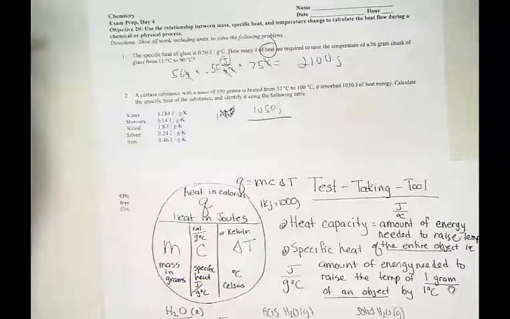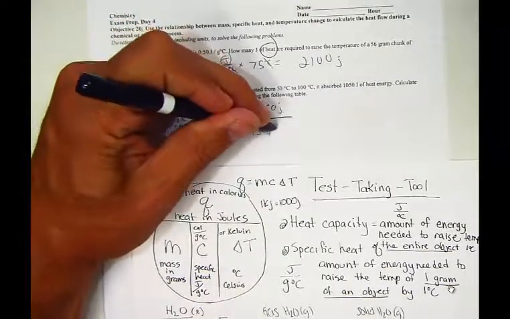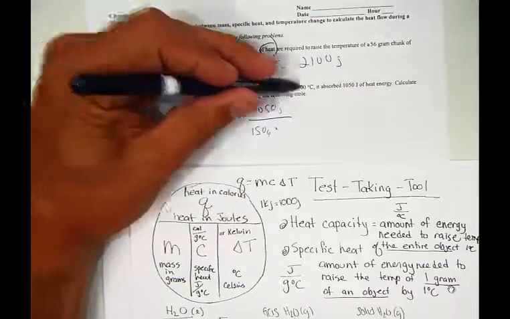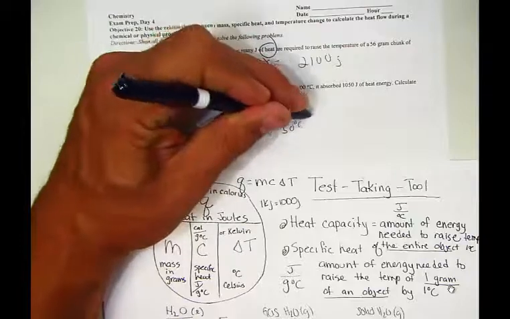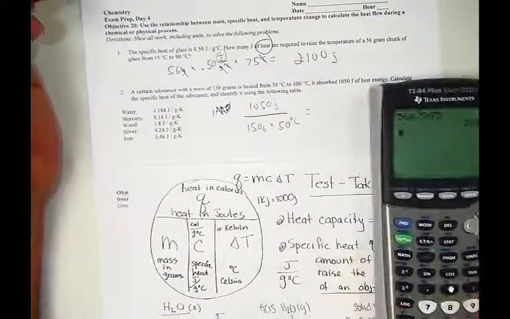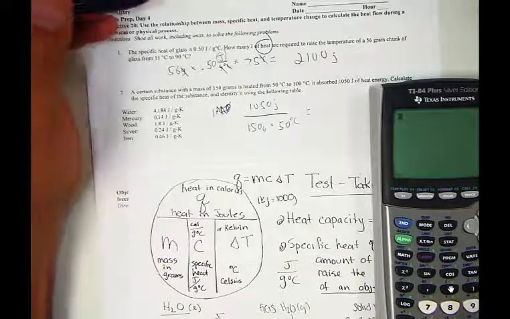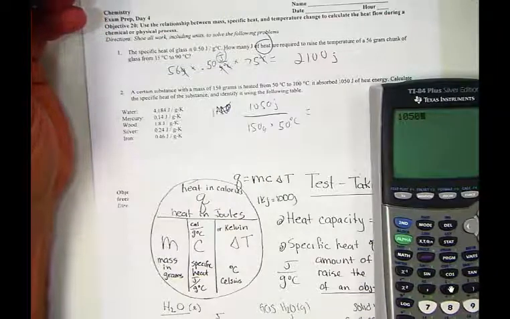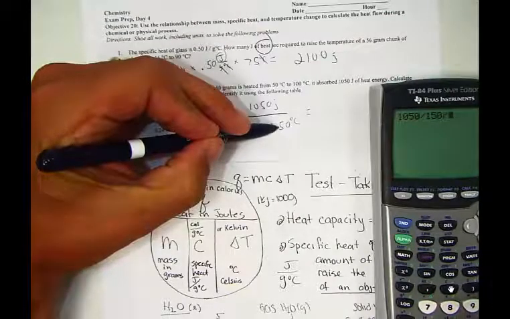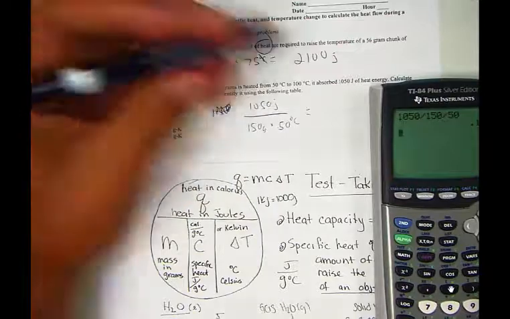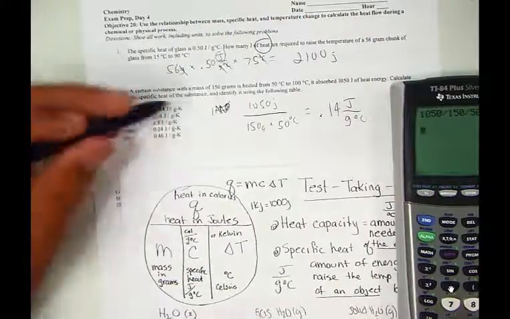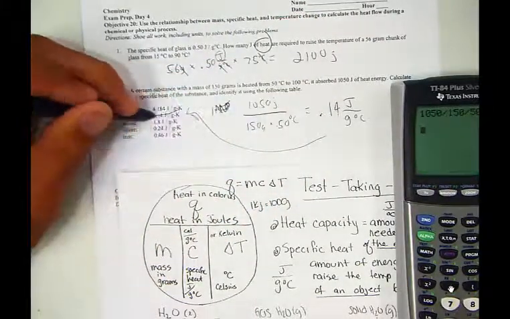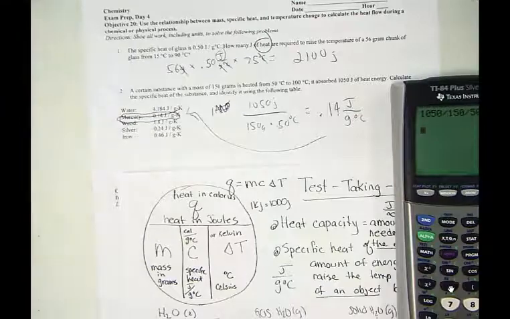1050 joules on top, the mass 150 grams, and the change in temperature from 50 to 100. That's a change of 50. 100 minus 50 is 50 degrees Celsius. I'm not a parenthesis user, so I'll put in 1050 divided by 150 and also divided by 50, which would be 0.14 joules per gram degree Celsius, clearly making that mercury. I circle mercury as my correct answer.